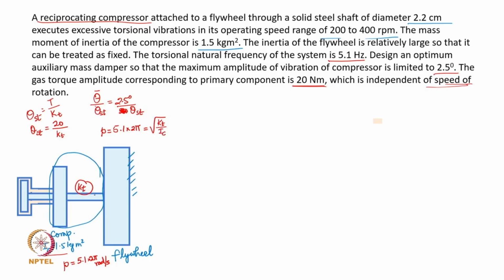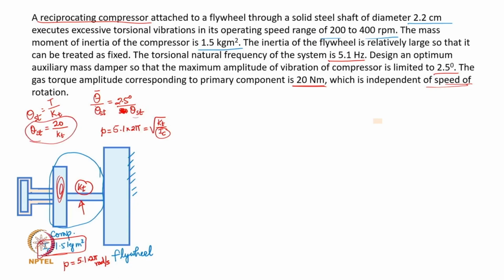The parent system's natural frequency is k over m. In this case, in a torsional vibratory system, it is the torsional stiffness of the shaft divided by the inertia of the disc here, the compressor. So I know ic value, it is given. So if I substitute, I will get the value of kt. If I use this kt into this expression, I know what is theta st, right?